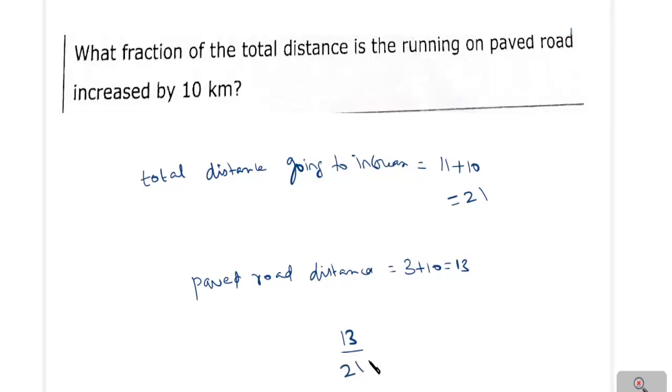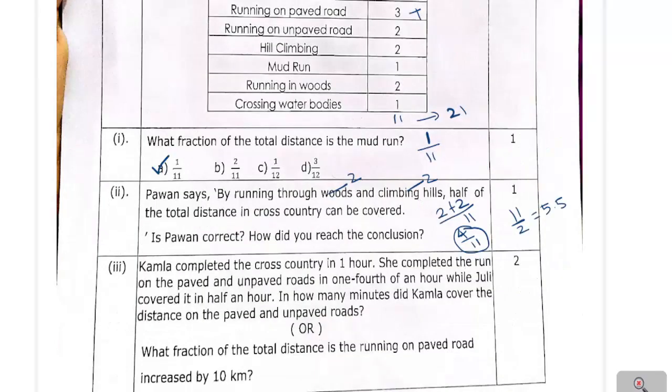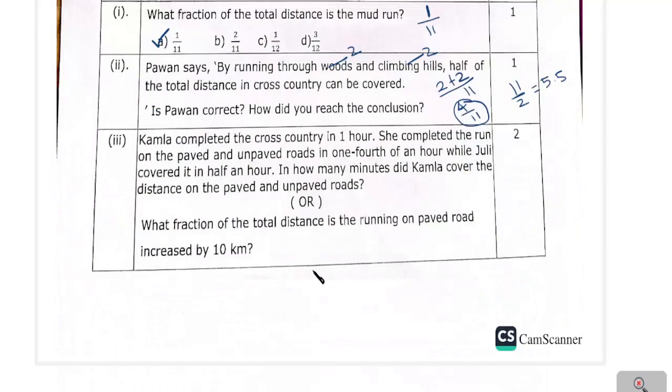I am going to repeat. What fraction of the total distance is the running on the paved road increased by 10 kilometers? This is the existing kilometer, and you have to add 10 kilometers, so it becomes 13. At the same time, the total also increases, so 11 plus 10 is 21. To find the fraction, 13 by 21 is the answer. So 13 by 21. And for the previous one, 15 minutes.